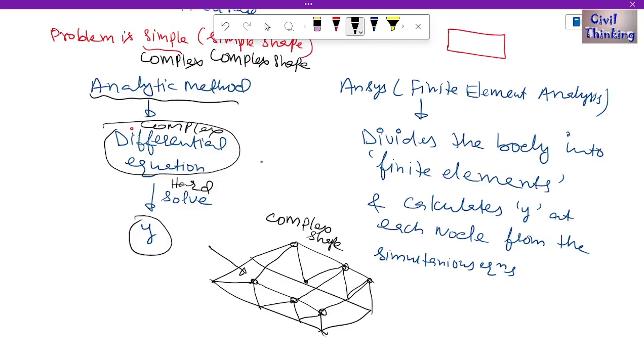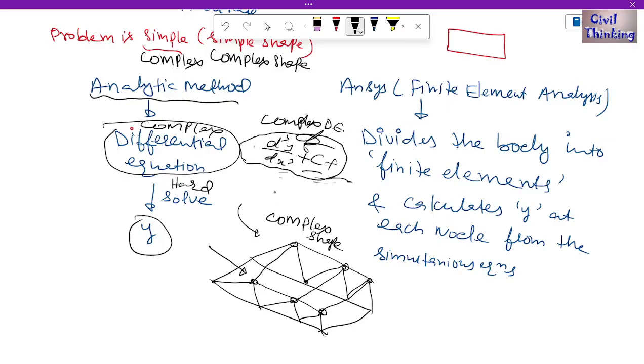As I have told you, for example, in Macaulay's method we use M is equal to EI d square y by dx square. This is a differential equation, right? But here this is very easy. We will solve it, we will put the end conditions into it, and it will be easy. But when we have a complex structure, then this equation will not be like this. It will perhaps have the third power of differential, then there would be multiple terms, and all of that is going to be very complex. A complex differential equation.